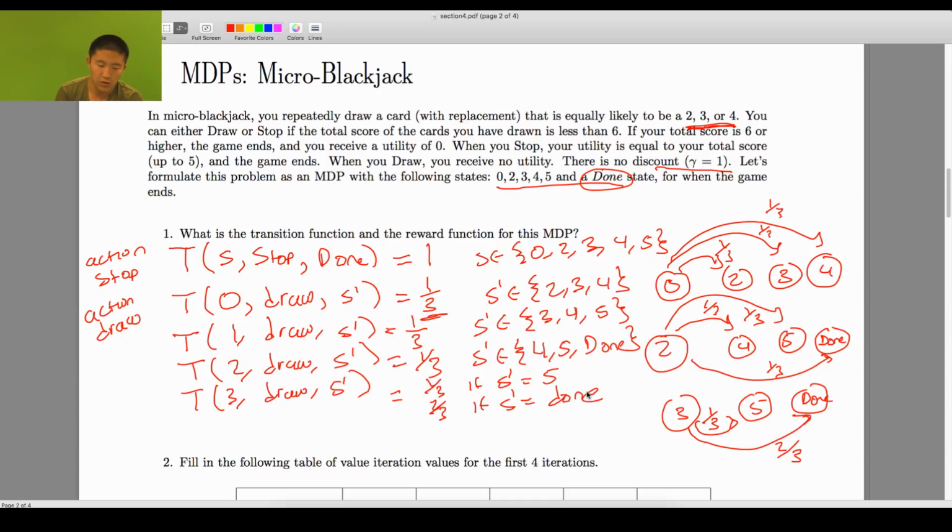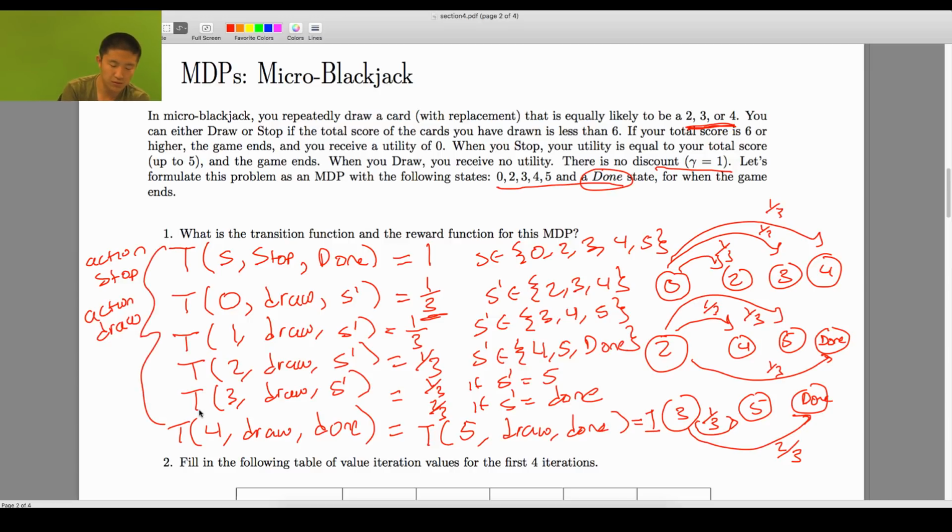Now if you're in states 4 and 5, then no matter what card you draw, you will always exceed 5. So you will always go to the done state, with probability equal to 1. So these are all of our transition probabilities for every state-action pair.